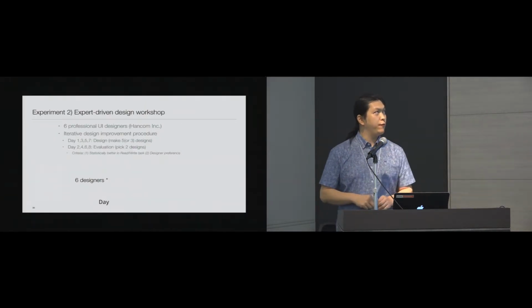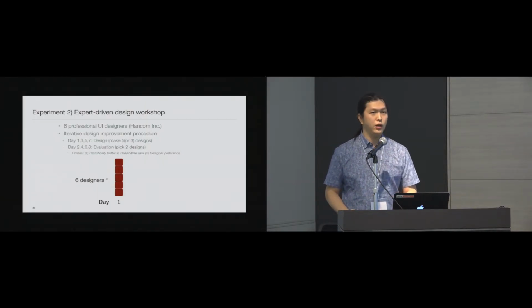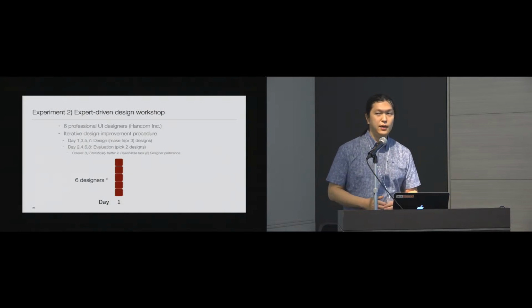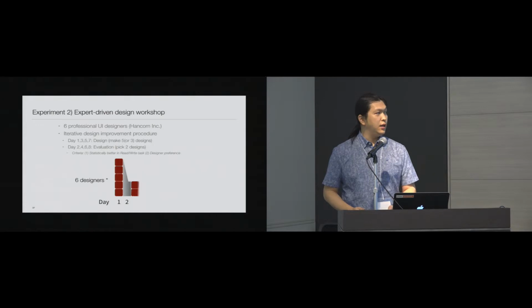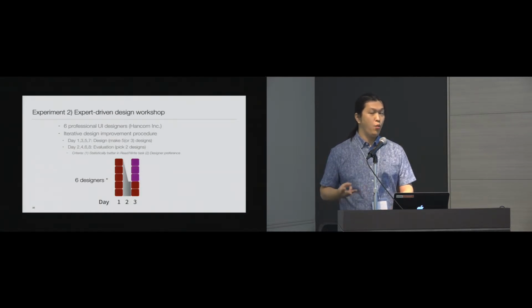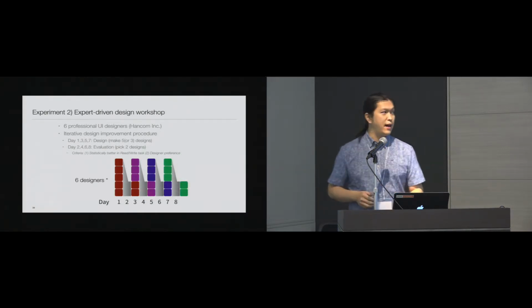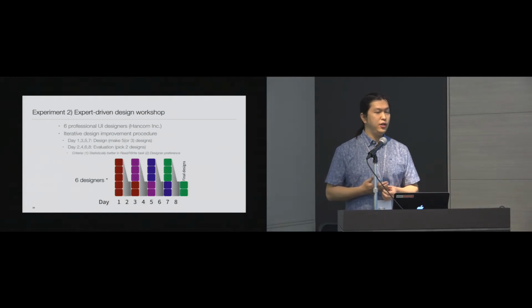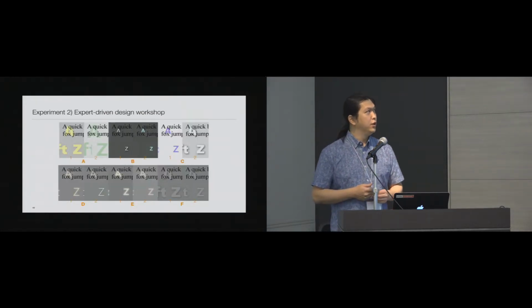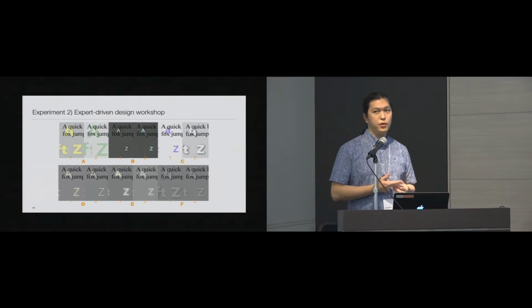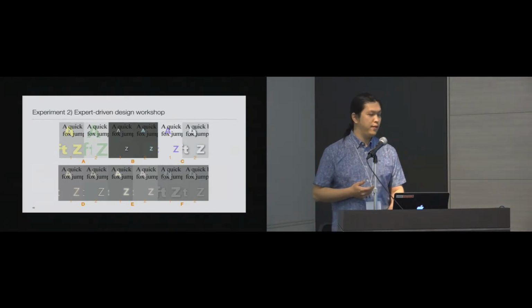So we recruited 6 professional UI designers, and on day 1, they generated 5 instances of the keyboard design. And on day 2, they tested the keyboard with the writing and reading task and picked only 2. Then on day 3, they generated 3 more, and on day 4, they reduced that to 2 by evaluating them, and so on. Days 5, 6, 7, and 8. So the final design from each designer is 2 designs, and they are as follows. So expert-driven design, 2 designs per designer, and 6 designers generated 12 designs.